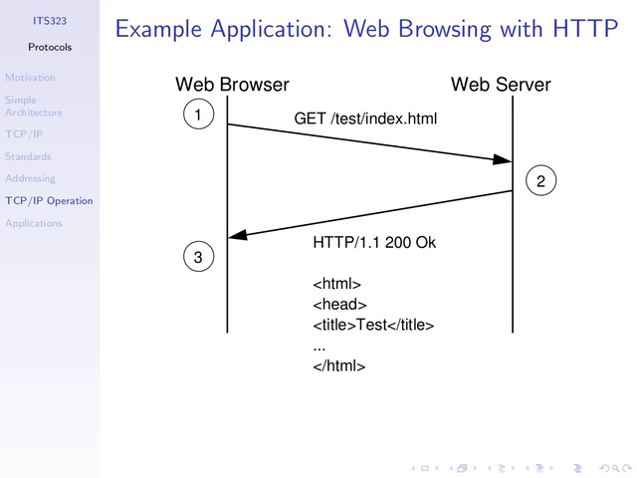So let's go through an example where we use web browsing as an example application. With web browsing, the simplest way to view it is that we have two entities involved at the application level, a web browser and a web server. The web browser requests some content, usually an HTML page, from a web server, and the web server sends back that content, and it's displayed on the web browser's display.